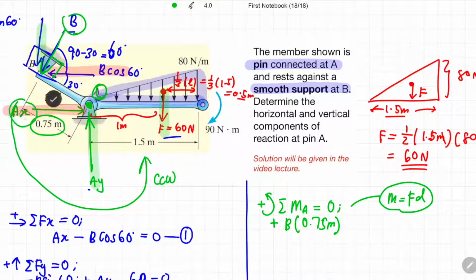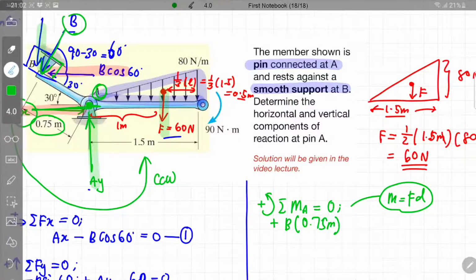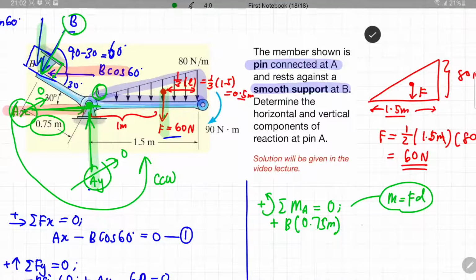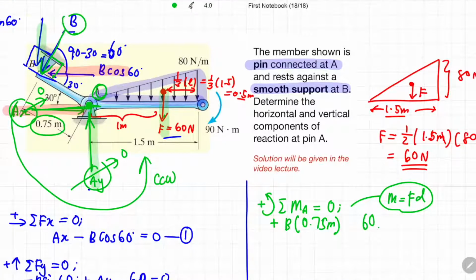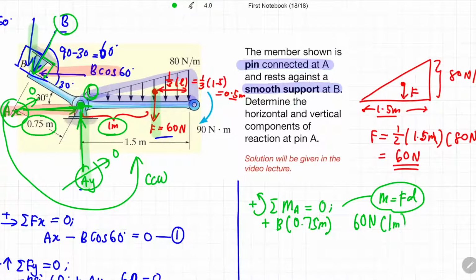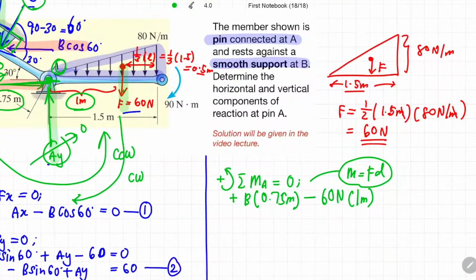Now what else? The AX passes through the rotation point, so we can cancel out this AX. AY also passes through the rotation point, so we can cancel out this part. The F has a value, right? So the F is 60 Newton, and the perpendicular distance to the rotation point, already calculated, is 1 meter. If you draw an imaginary circle around the rotation point A, you will create a clockwise direction. So the magnitude is negative.